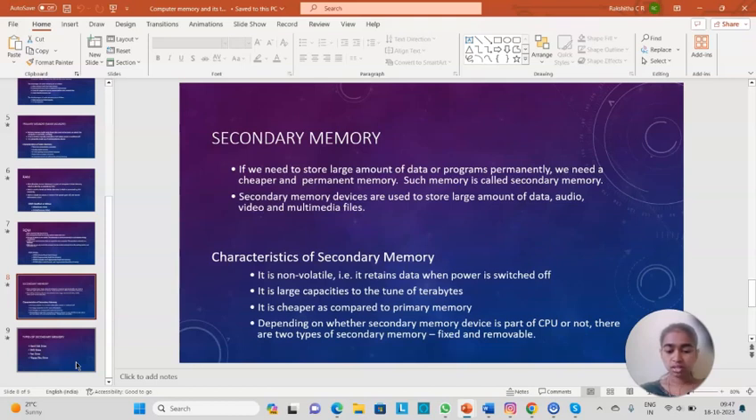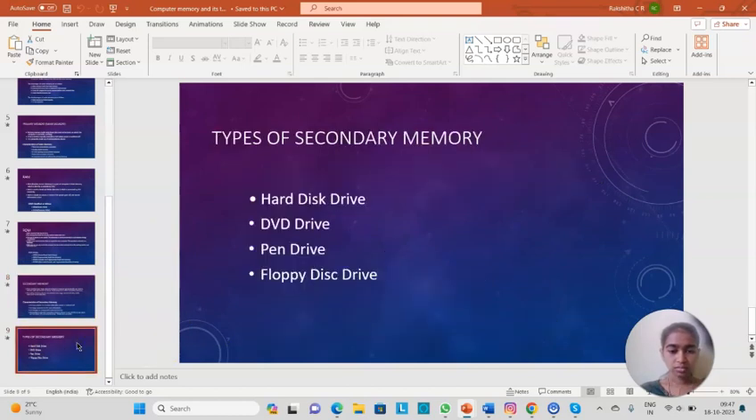Depending on whether the secondary memory device is part of the CPU or not, there are two types of secondary memory, fixed and removable. Secondary memory compared to primary memory is slower, cheaper, and non-volatile. Types of secondary memory: hard disk drive, DVD drive, pen drive, floppy disk.